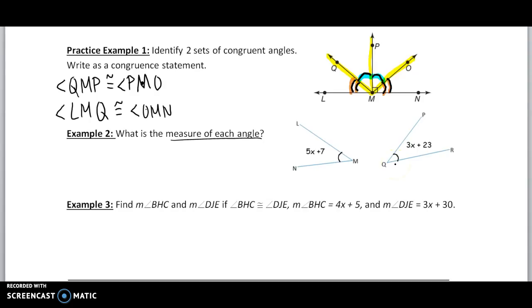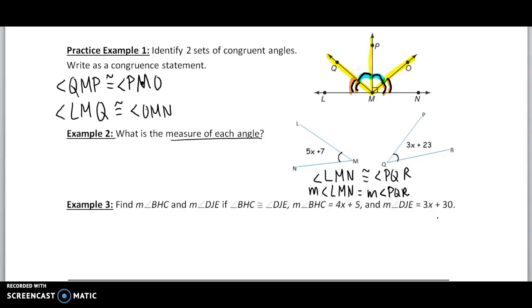So that tells me that angle LMN is congruent to angle PQR. So in my head, that's what I'm thinking. These two angles are congruent. And by the definition of congruent angles, so this is an example of using the definition of congruent angles, I know that the measures must be equal. So the measure of angle LMN must be equal to the measure of angle PQR. Since those angles are congruent, then the measures must be equal.